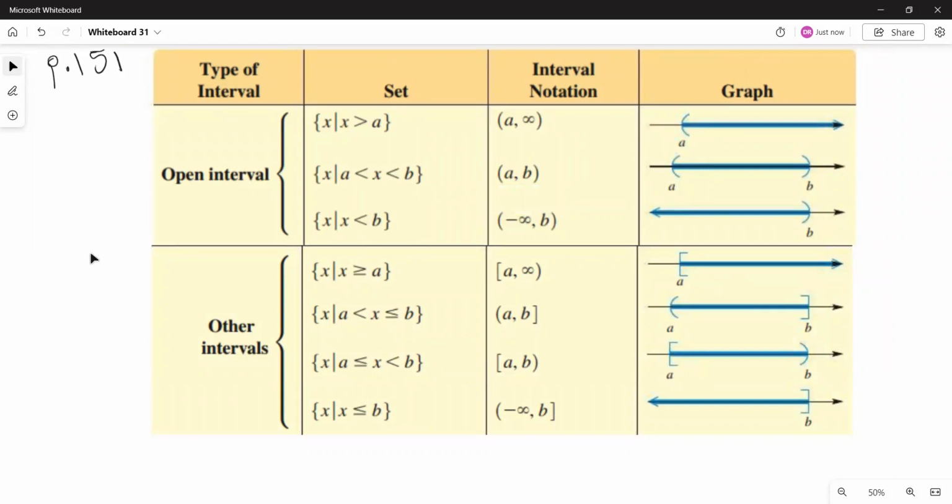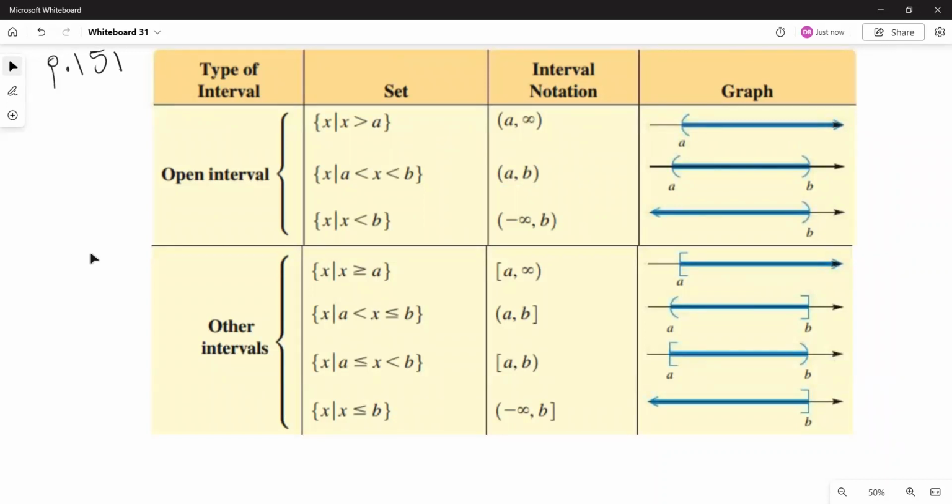So the set of all x such that x is greater than or equal to a. Since a is part of the solution set, we're going to indicate that with a bracket. And again, infinity always has a parenthesis. So it's going to be everything to the right of a, including a. The set of all x greater than a, less than or equal to b.